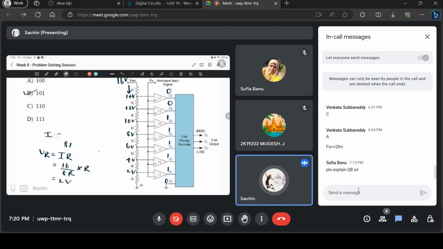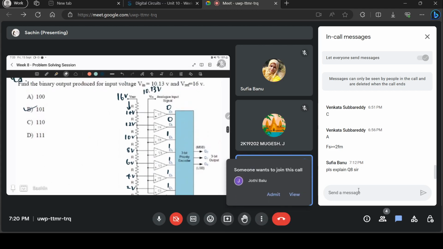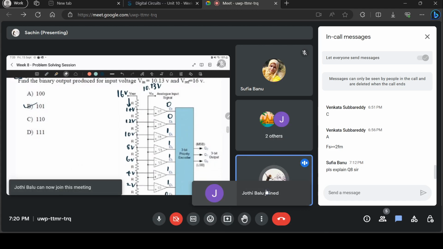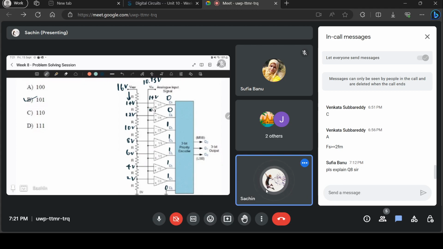So now you know the voltages at both the positive and negative terminals of all the comparators, right? So what will each of these comparators do? Here you have 14 volts. Here you have 10.13 volts at this point. So the plus terminal is connected to the smaller voltage, so the difference in voltage is negative, right? So your output is low, which is 0. Correct.